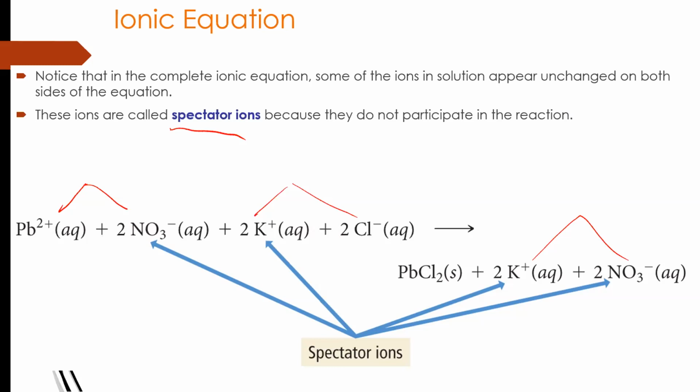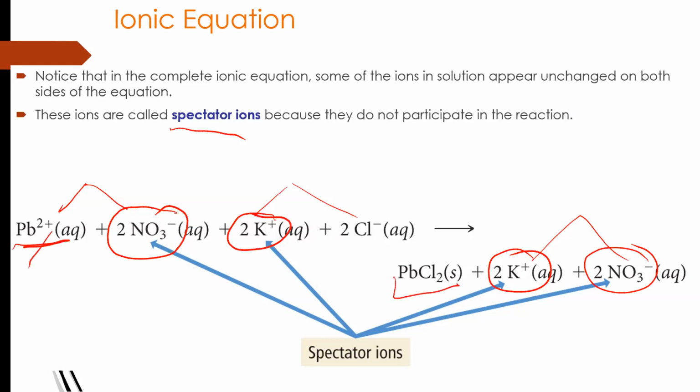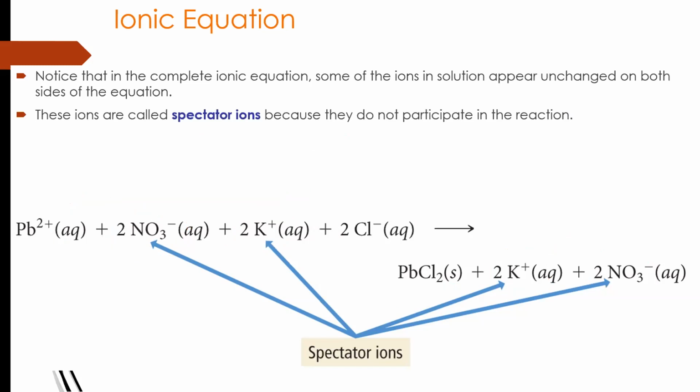And so a spectator ion is going to be something like K plus because we have the exact same amount and the same ion on the other side. Something like NO3 minus is also the same. But our lead 2 plus is not a spectator because it doesn't show up as its ion on the other side. It's changed now. So even if it was lead 2 plus on one side and lead plus on the other, those would not be spectators of each other. Spectators have to be the exact same from one side to the other. We should also have the same ratio of them from one side to the other.